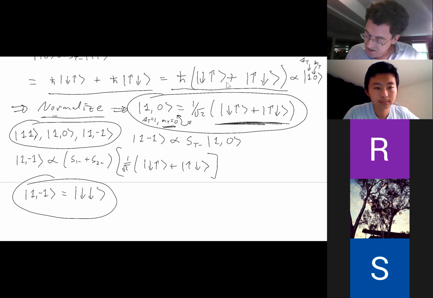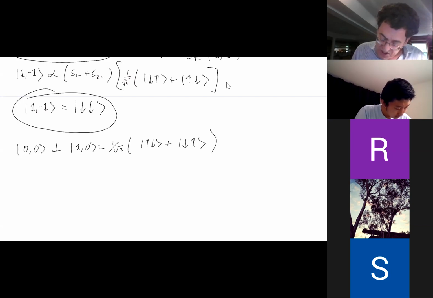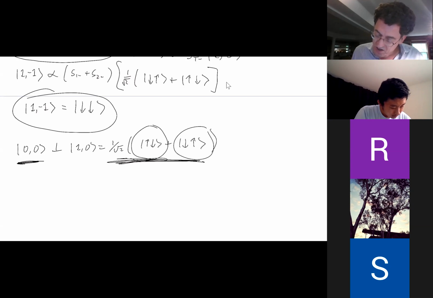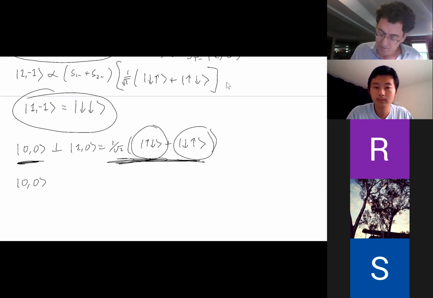So we can just ask ourselves, what is a state that's orthogonal to that one? So I'll write it like this. We know that 0, 0 is perpendicular to 1, 0, which is equal to 1 over square root of 2 up, down, plus down, up. So we know that the state we're looking for is orthogonal to this one, and this has two parts. So what is another state that's orthogonal to this one? Can you guess? We basically have to construct a state that's perfectly orthogonal to that one, but also a state that has M total equals 0. What's another M total equals 0 state that's orthogonal to that one?